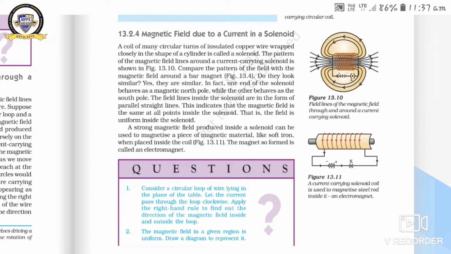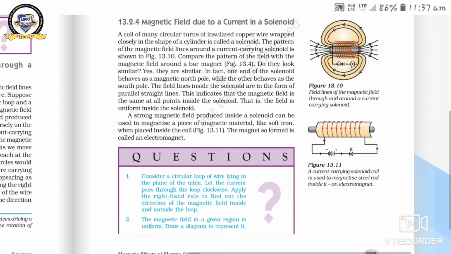Yes, they are similar. In fact, one end of the solenoid behaves as a magnetic north pole while the other behaves as the south pole. Here, one end of the solenoid is the north pole whereas the other end is the south pole, just like a bar magnet. The field lines inside the solenoid are in the form of parallel straight lines.